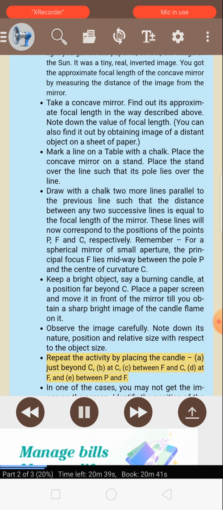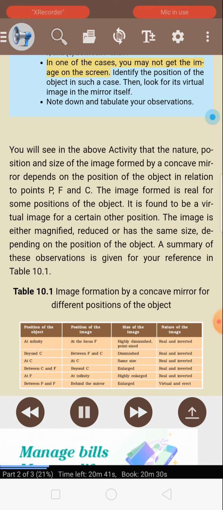Repeat the activity by placing the candle at just beyond C, at C, between F and C, at F, and between P and F. In one of the cases, you may not get the image on the screen. Identify the position of the object in such a case. Then, look for its virtual image in the mirror itself. Note down and tabulate your observations.